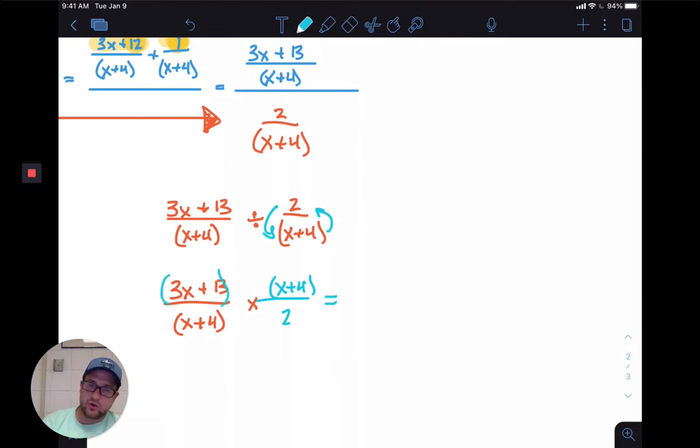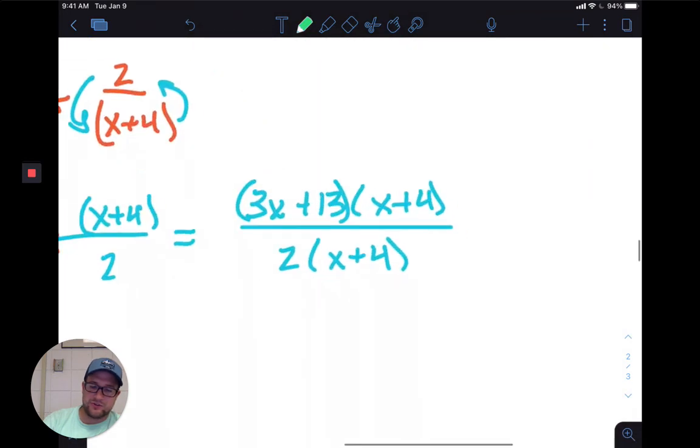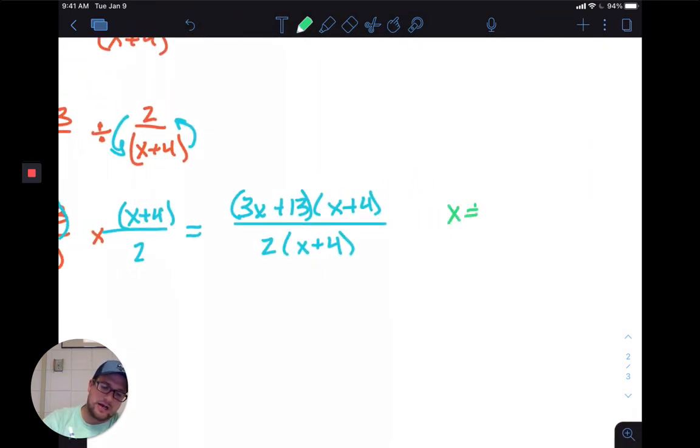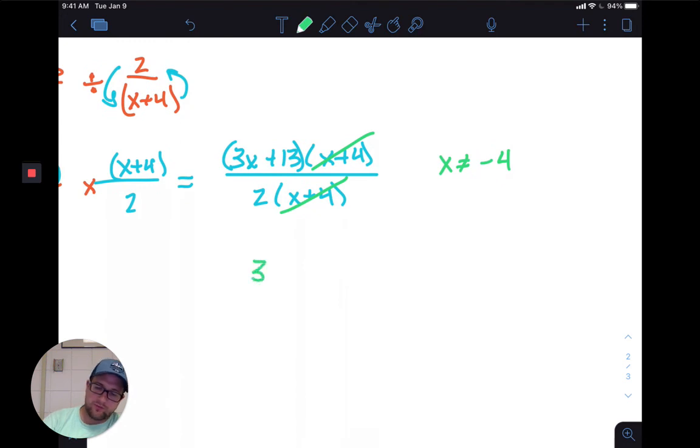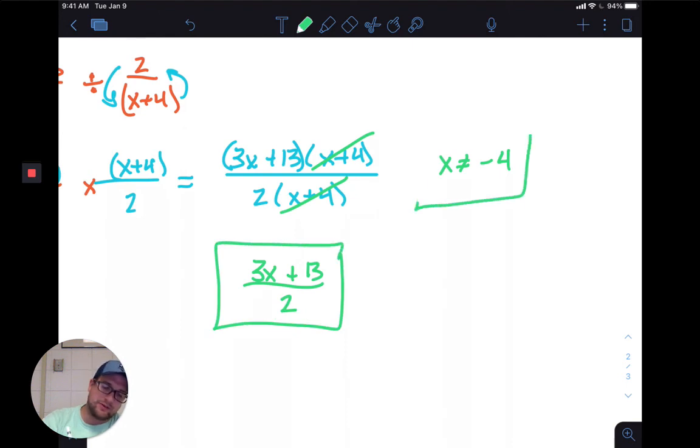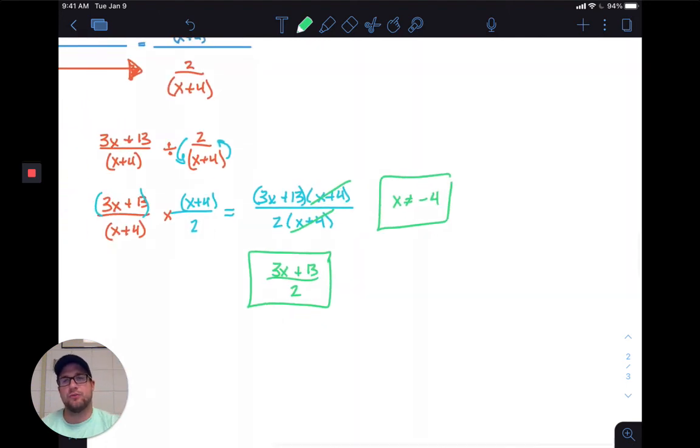Multiplying that out, again, this is a quantity, so we should leave those parentheses on that right now. 3x plus 13, x plus 4. And on the bottom, we'll have 2, x plus 4. And again, this would be a good spot to restrict our domain. So x cannot equal a negative 4. Cancels, cancels. We'd be left with 3x plus 13 over 2 as our final answer, with x not being able to be equal to a negative 4.